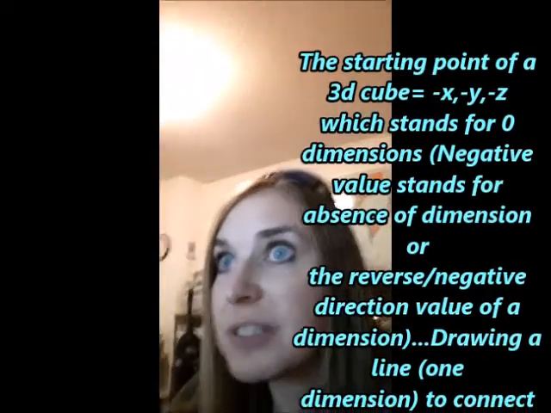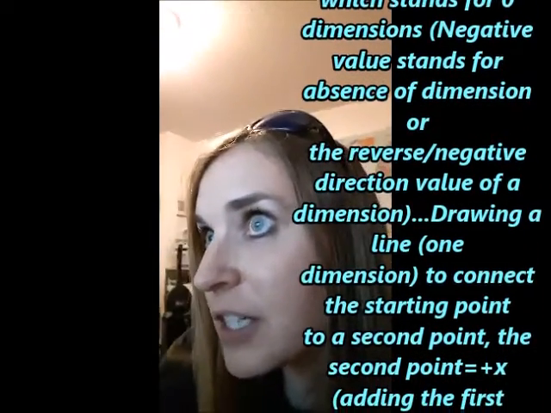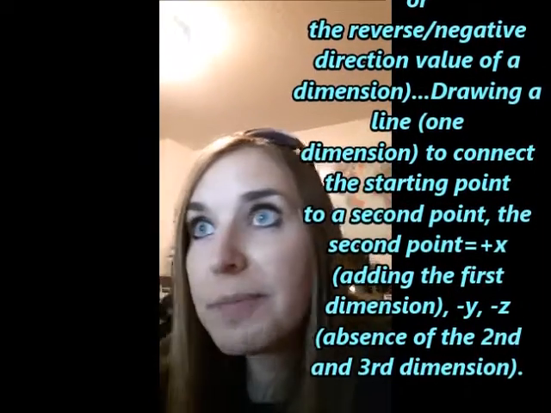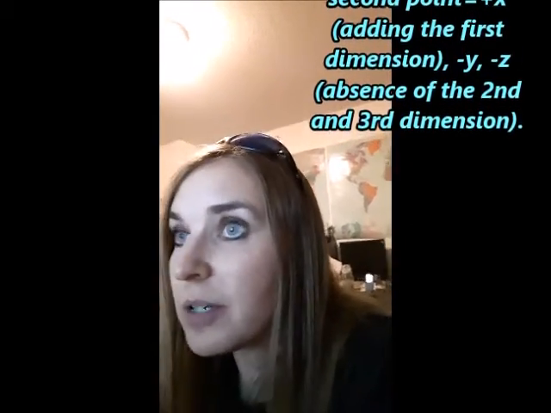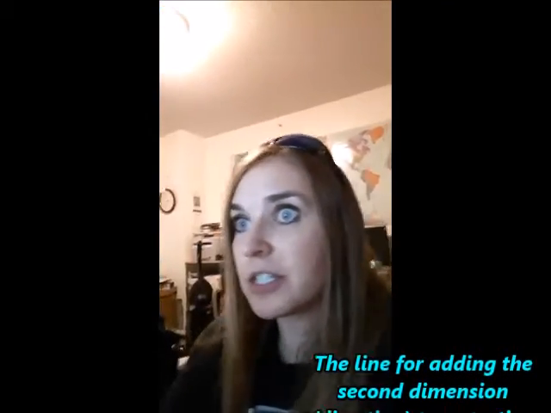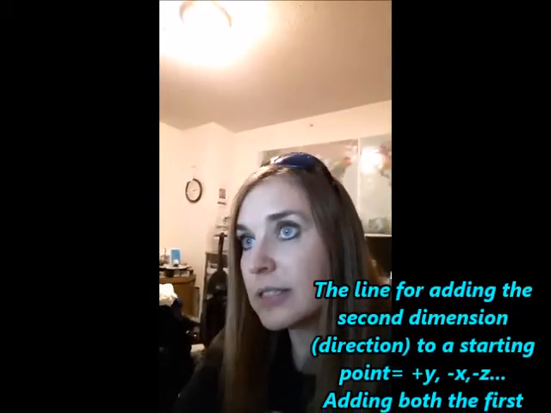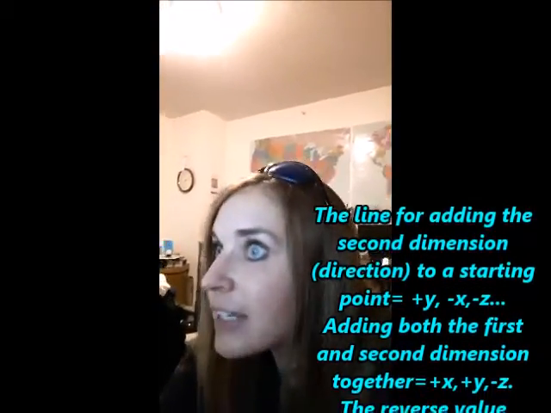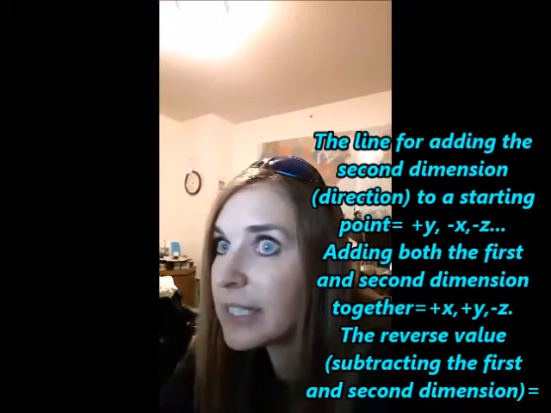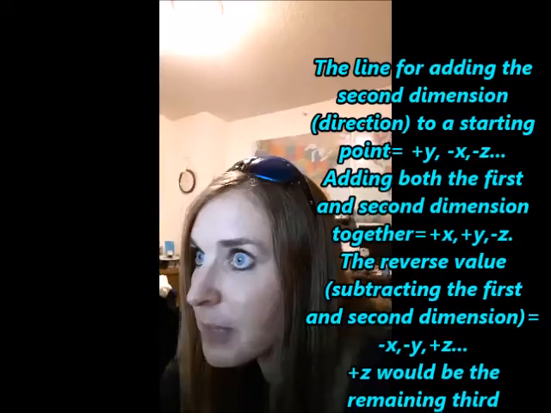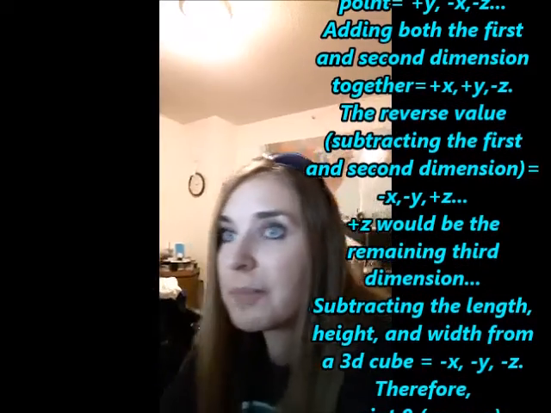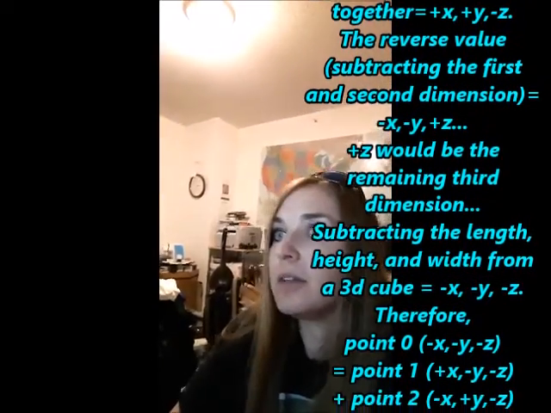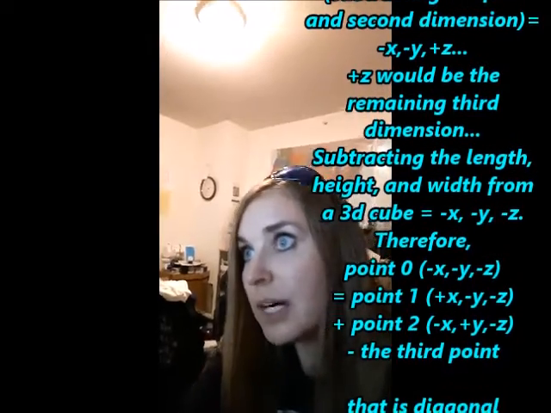Negative value stands for absence of dimension, or the reverse negative direction value of a dimension. Drawing a line, 1 dimension, to connect the starting point to the second point equals plus x, adding the first dimension, minus y, minus z, absence of the second and third dimension. The line for adding the second dimension direction to a starting point is plus y, minus x, minus z. Adding both the first and second dimension together is plus x, plus y, minus z. The reverse value, subtracting the first and second dimensions, is minus x, minus y, plus z, which would be the remaining third dimension. Subtraction of the length, height, and width from a 3D cube is minus x, minus y, minus z.